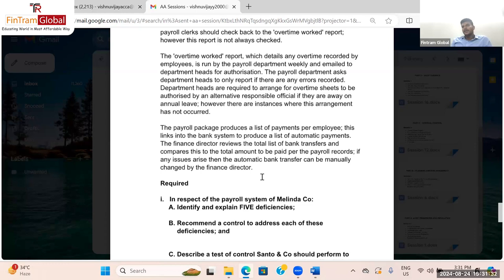So what would the impact be? Wrong payments. Wrong payments means underpayments or overpayments. I don't think there is any deficiency, because I think he's overlooking whether all the things are correct or not. I could be wrong also.